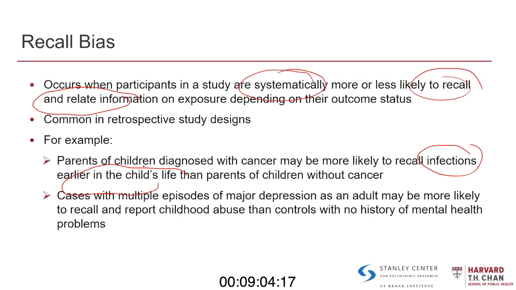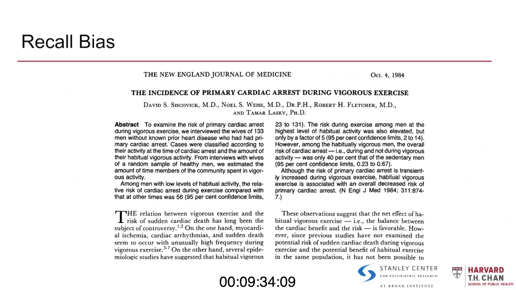Or we could have another example where cases with multiple episodes of depression as an adult may be more likely to recall and report history of trauma and child abuse than controls with no history of mental health problems. So this type of bias is classic in epidemiologic studies, particularly in case control studies or in retrospective design studies.